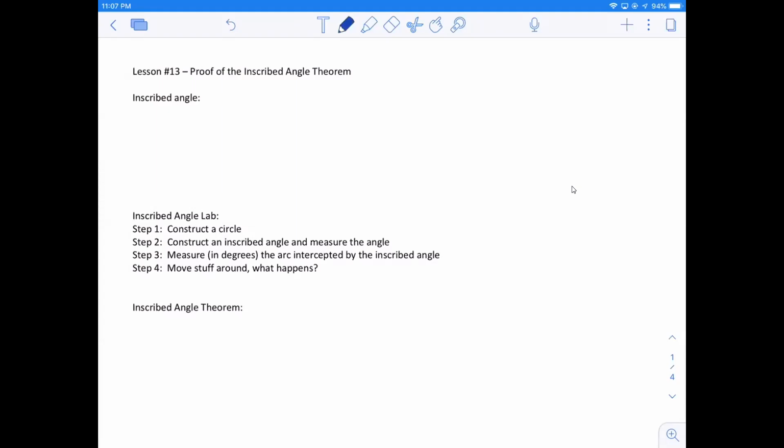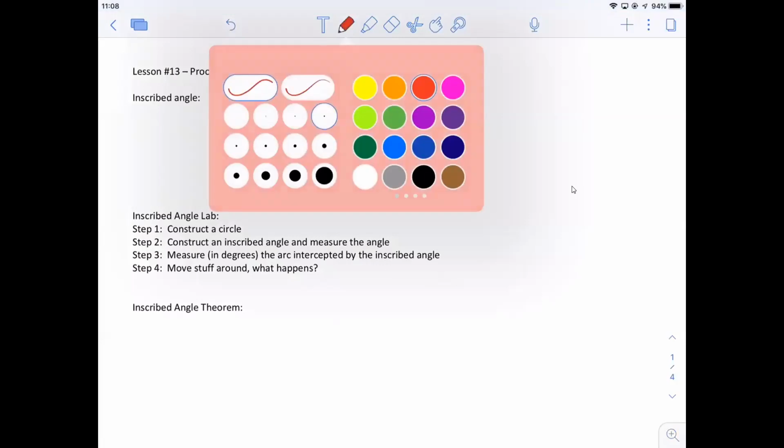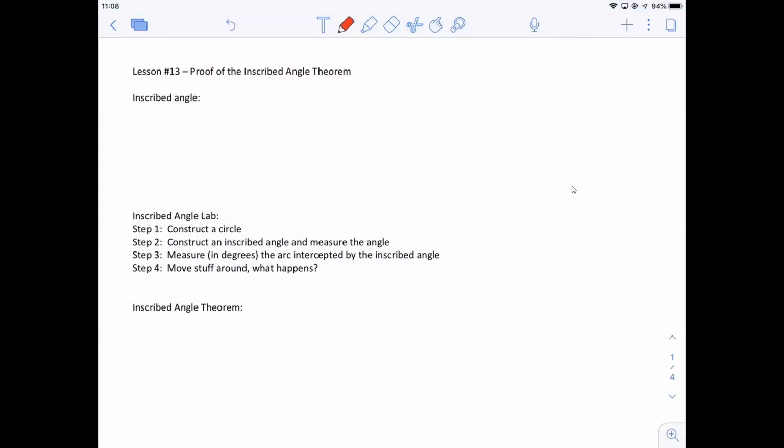Today we're going to be doing inscribed angles. It's already lesson number 13. Wow, can't believe we already did 13 lessons of remote learning, but here we are. We've actually done quite a lot of circle theorems already: the central angle theorem, theorems involving chords, and the tangent line theorems. Today we're going to be doing inscribed angle theorems.